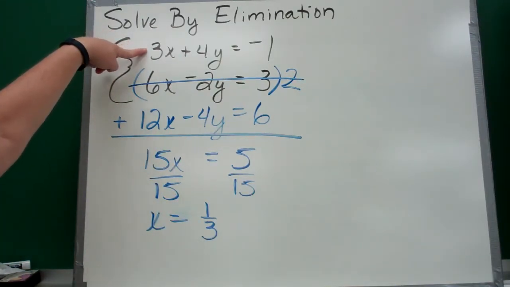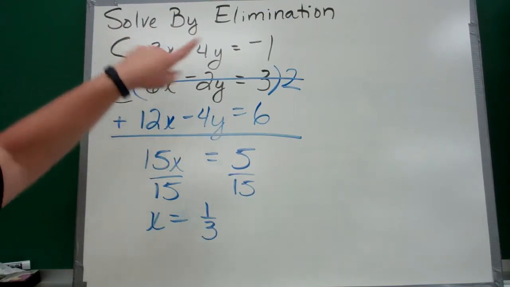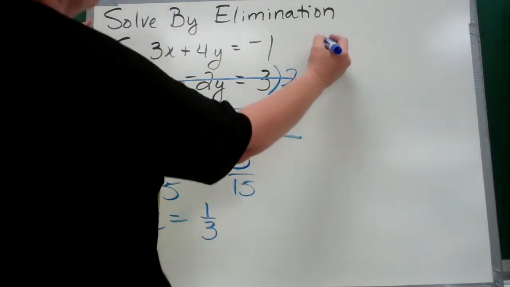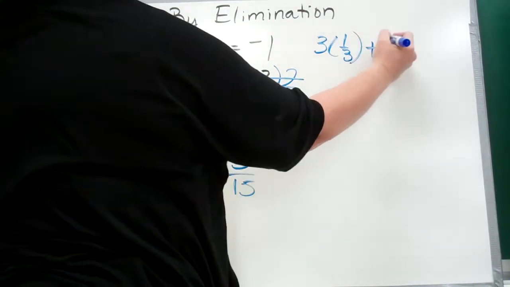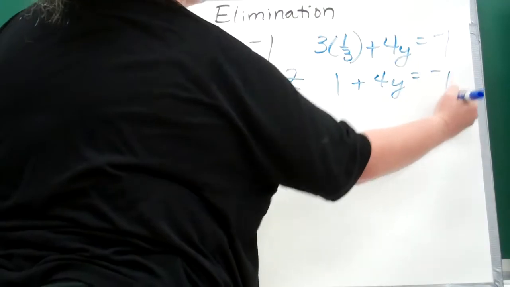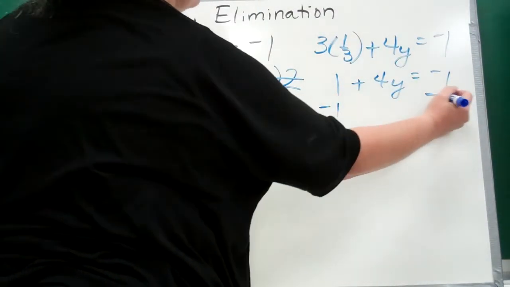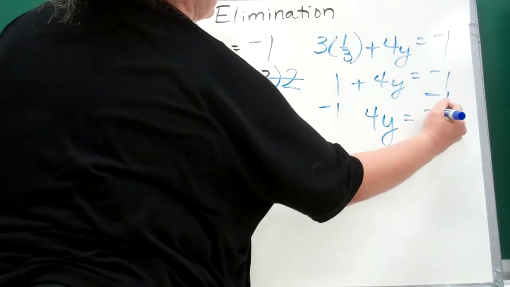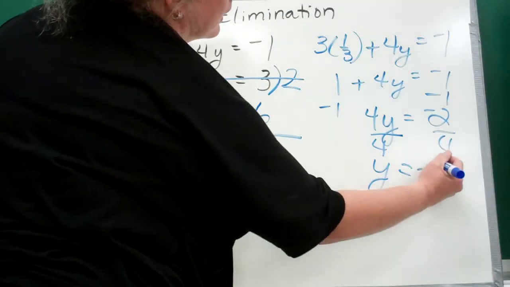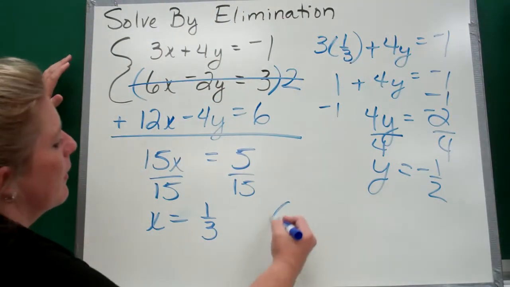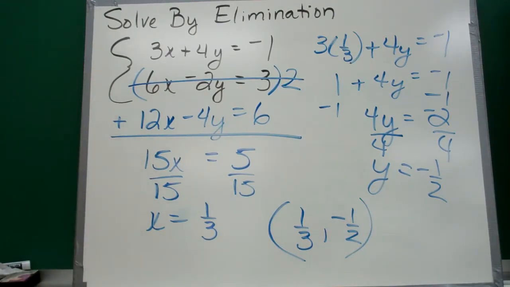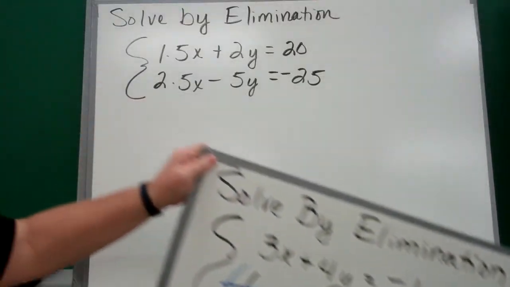I'm going to pick the first one because 3 times 1/3 is 1. Easy multiplication in my head, so I picked that one. 3 times 1/3 plus 4y equals negative 1. 1 plus 4y equals negative 1. Subtract 1. 4y equals negative 2. Divide by 4. y equals negative 1/2. Write the ordered pair. (1/3, negative 1/2) is the solution. Next one.